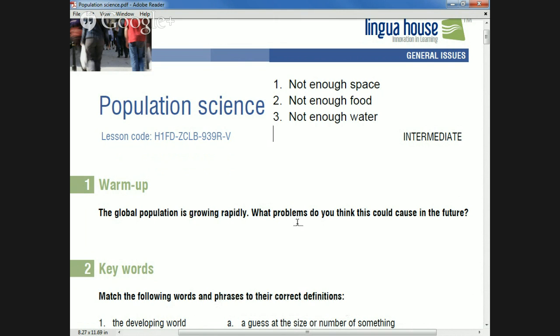What problems do you think this could cause in the future? I think the fertility rate is going down. So I think the world is becoming bigger for us, not the opposite as most people think. So in the future, the population will decrease. The number of population will decrease on the Earth. So you don't believe that the global population is growing rapidly. You believe that the population is going to decrease eventually.